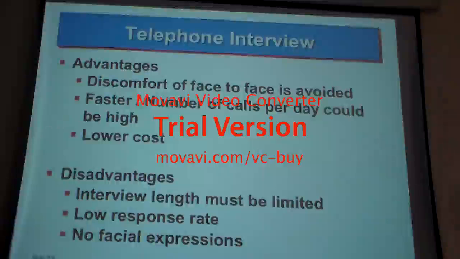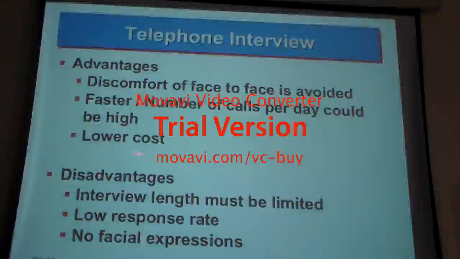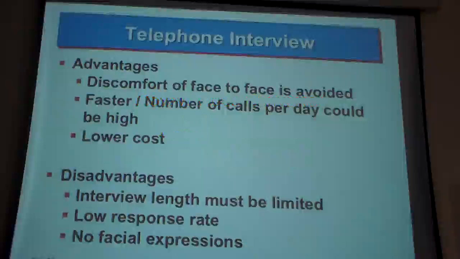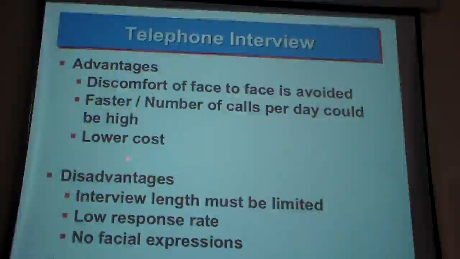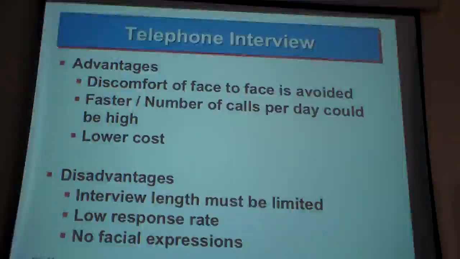And you can lower cost, and also you can contact more. It has a lower cost because you are sitting in your office. And a disadvantage: interview length must be limited because you have very short time to finish.